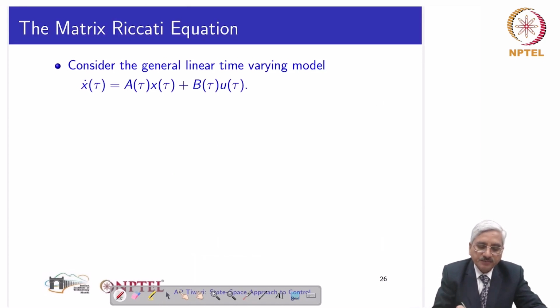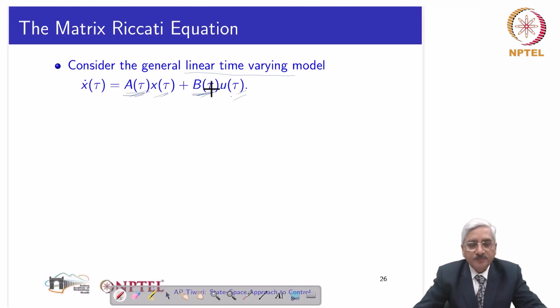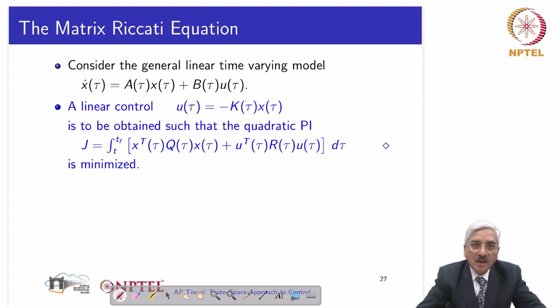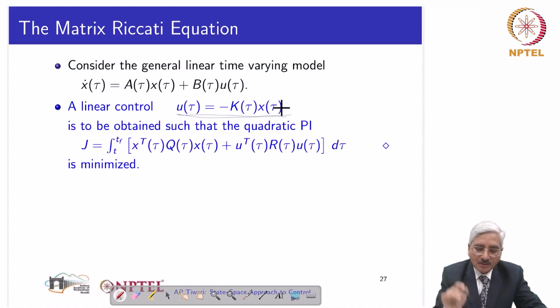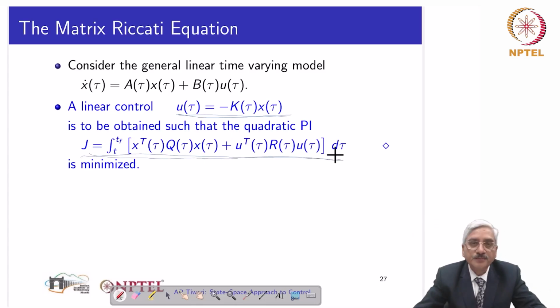So we start from the general linear time varying model, x dot equals A(tau) x(tau) plus B(tau) u(tau). A(tau) and B(tau), we are using the argument time with them, meaning that we are considering the general case of a time varying system. So we are given this system and we have to design the control u(tau) equals K(tau) x(tau), and it is to be obtained such that the quadratic performance integral, this we saw a little while back, is minimized.